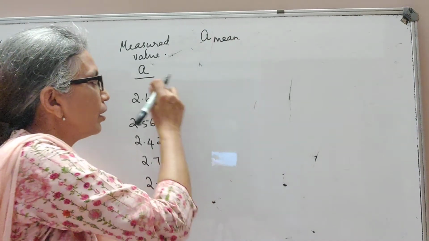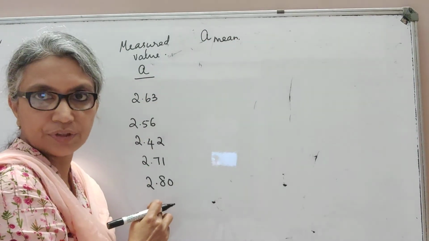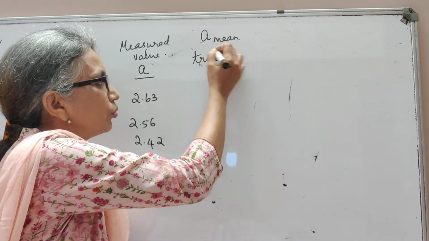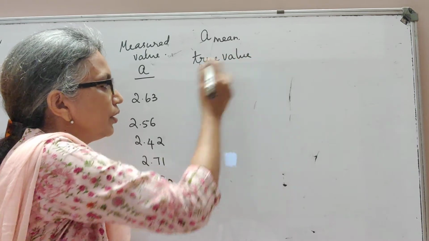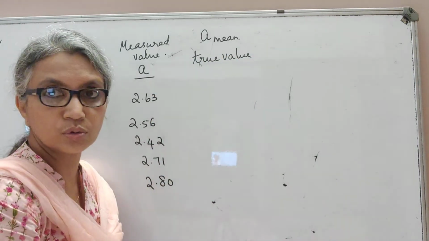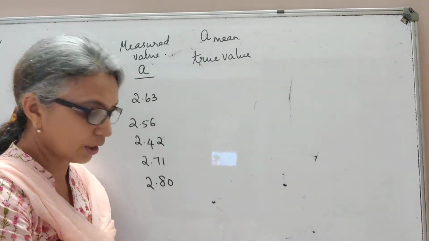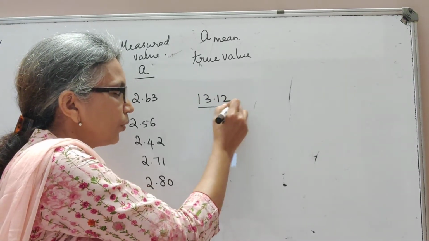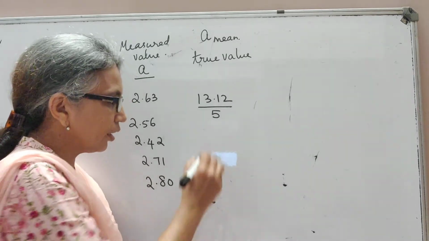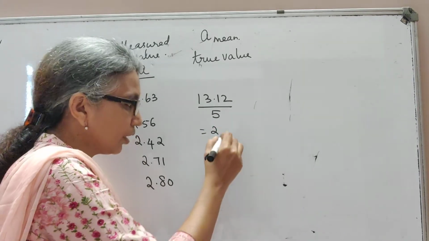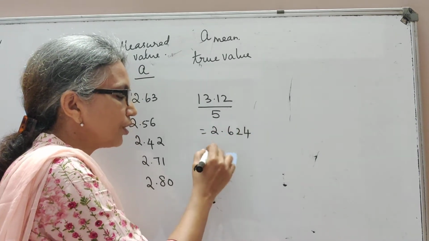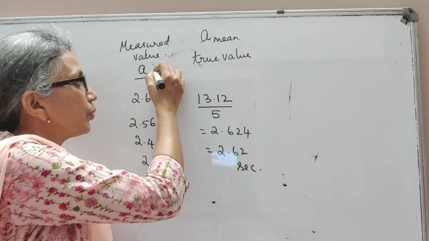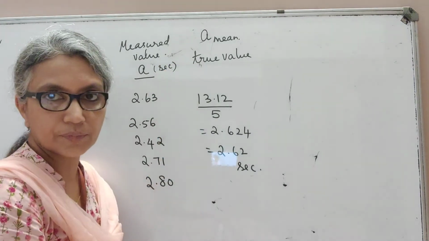A mean, meaning average or mean value of this observed reading, and that is what you call as the true value of these measurements. The actual value or the true value will be the mean of these values. So when I added it, I got 13.12, and when I divided it with 5, I got it as 2.624, which I rounded it off as 2.62 seconds. Okay, all these measurements were taken in seconds.